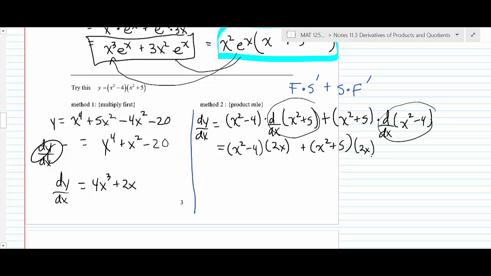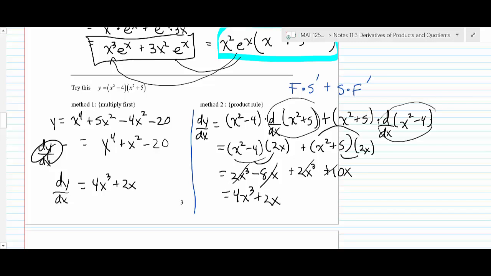Everybody okay? Okay, do a distributive property. So you're going to have 2x to the third minus 8x. Same thing here: plus 2x to the third plus 10x. If you combine your like terms, it should give the same answer, right? So 2 and 2 is 4x to the third, and then plus 2x. Is that working okay for everybody? Okay.